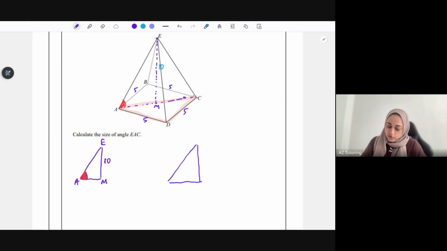Again, label it so you can visualize where it is. This is point A, which is here. This is point D here. And this is point C. There's a right angle triangle. We know that this is 5 and that's 5. And this is what we're trying to work out.